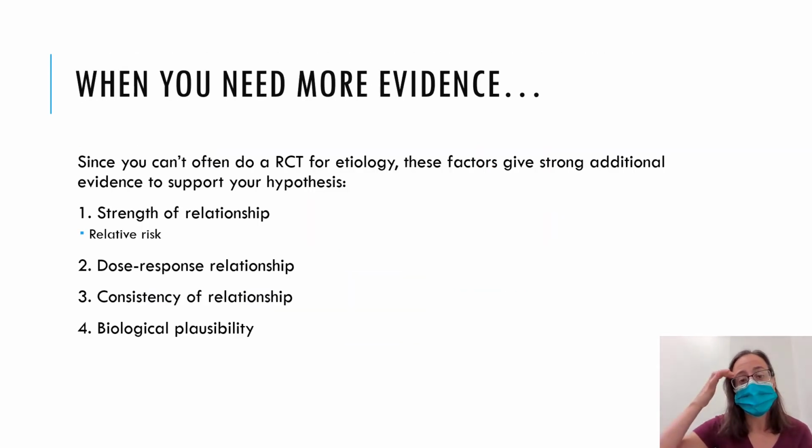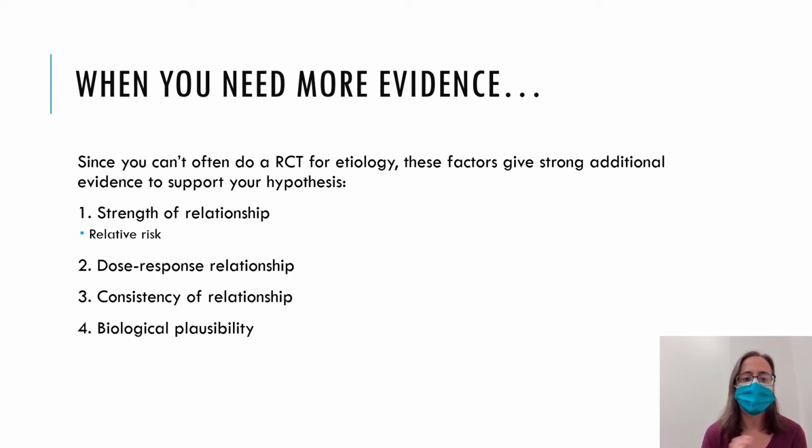So because we can't always do randomized controlled trials to understand etiology, we're going to look for some additional things to give us more supporting evidence. And there's kind of 4 categories of these. One is we're going to look at the strength of the relationship. Like, how strong does the association appear to be? And the calculation we're going to use for that is something called relative risk.